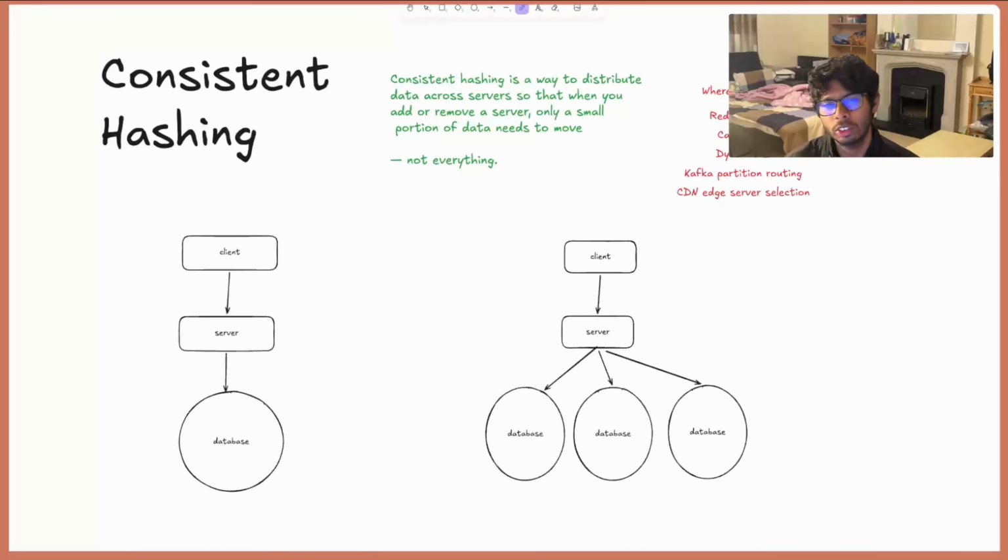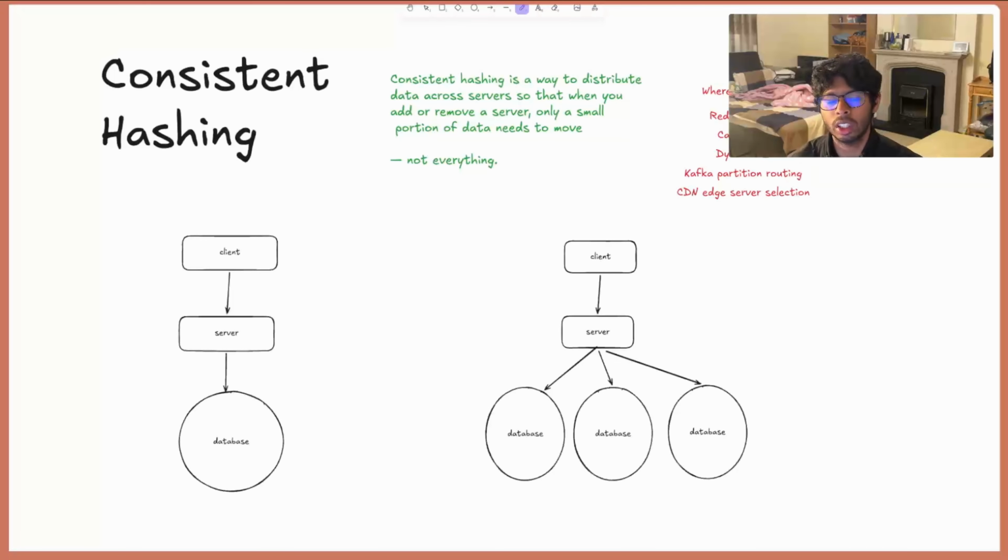Today in this video, we are going to study consistent hashing. Consistent hashing is a way to distribute data across servers. Basically, think of it that there are going to be multiple servers and we have to figure out a way by which we can distribute the data among all these servers.